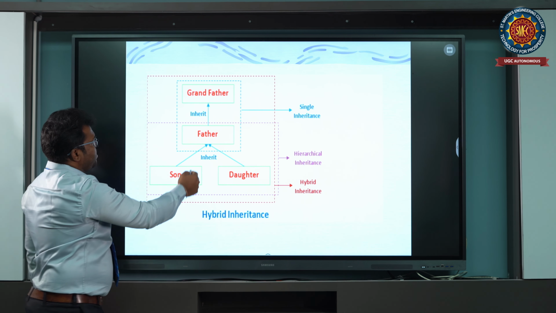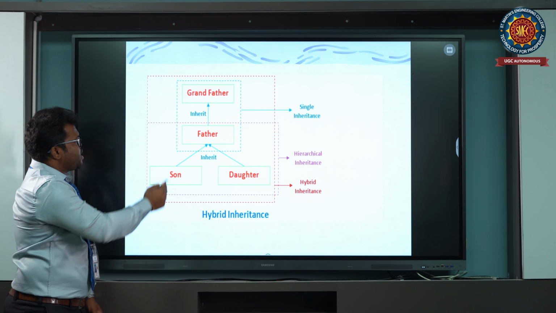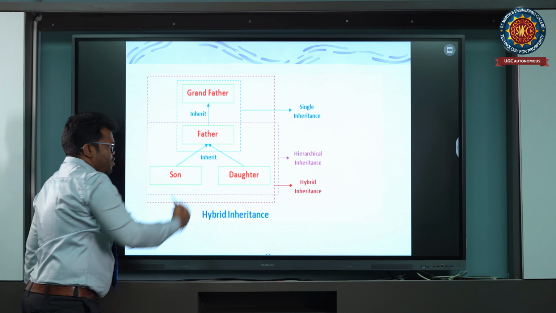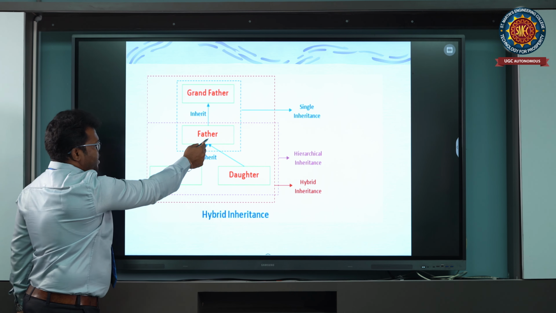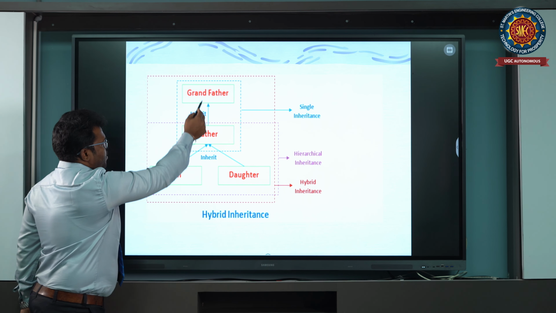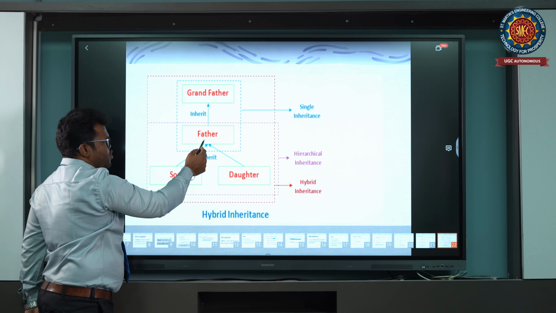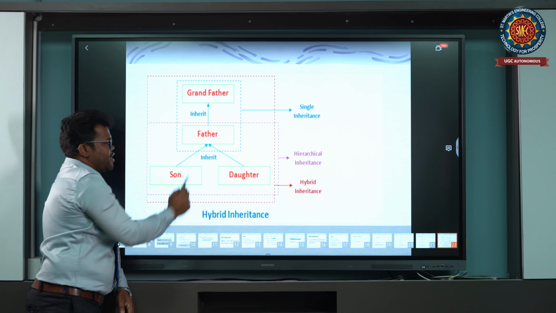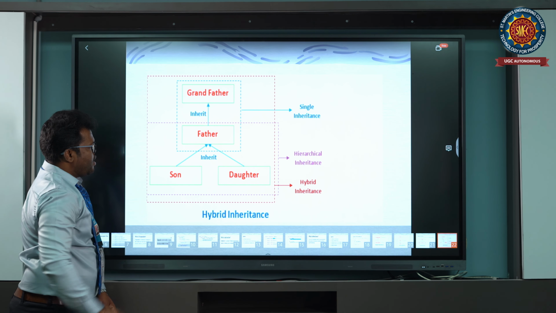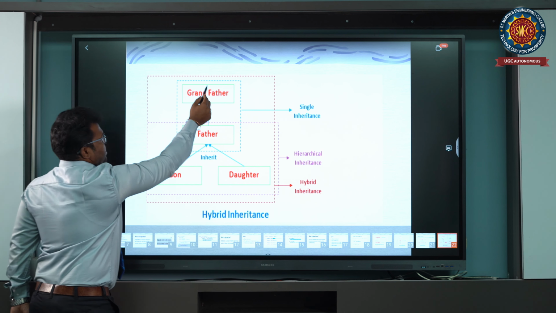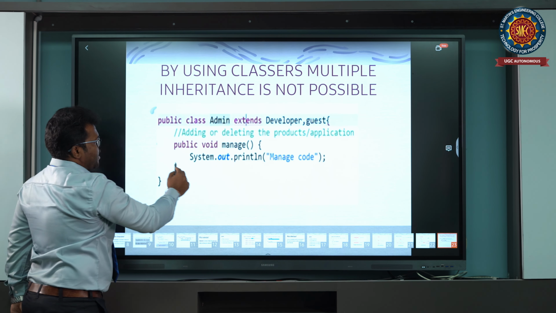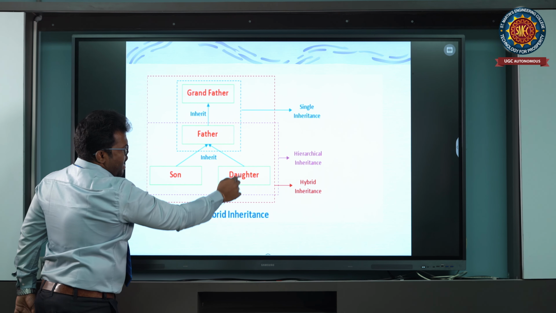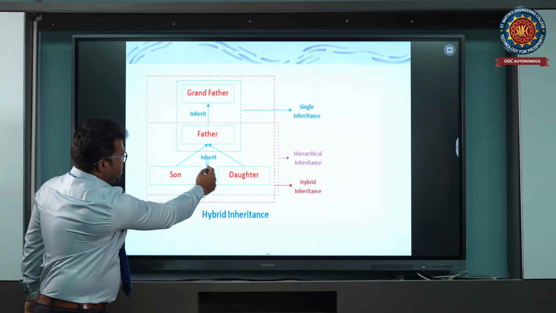Then this is hybrid inheritance. For example, this is the grandfather, then the parent, father, and then the child classes. The grandfather to father is single inheritance. Then the child classes, son and daughter, inherit from father, which is hierarchical inheritance. The combination of these is hybrid inheritance.